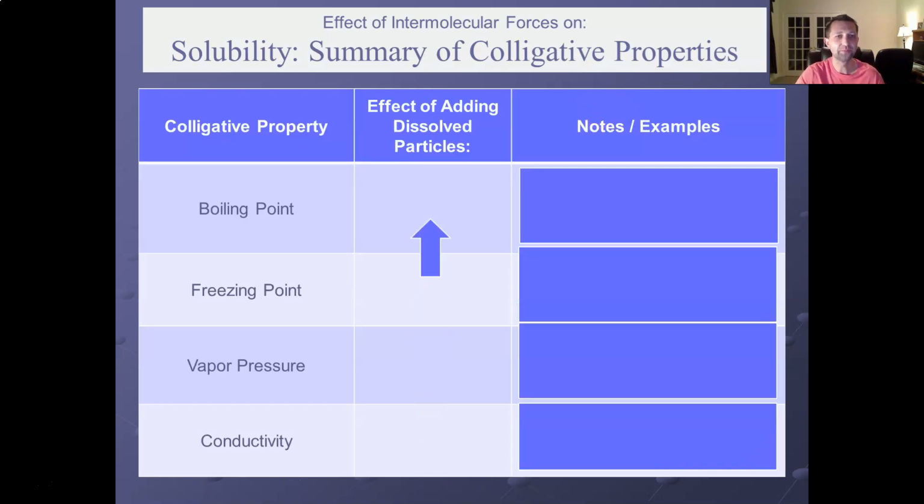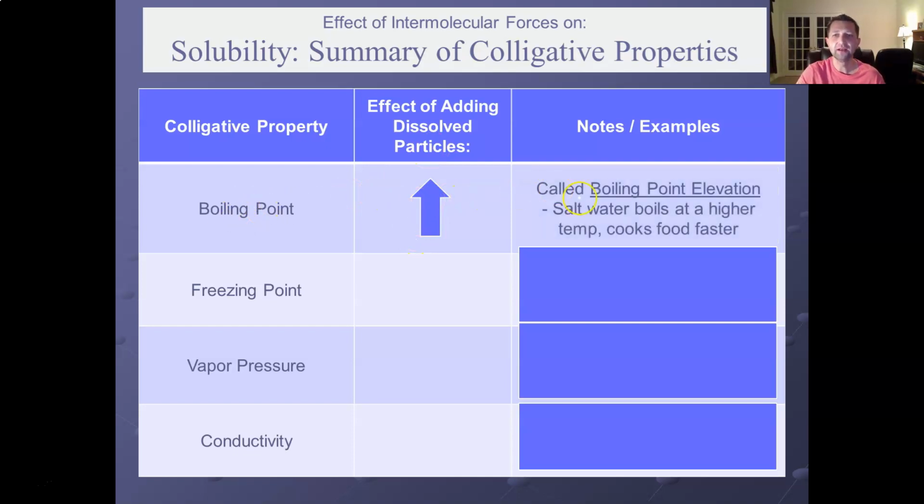All right, so to wrap it all up here, your colligative property is boiling point. The effect of adding dissolved particles increases your boiling point. I already talked about that in the previous slide. This is called boiling point elevation. Salt water boils at a higher temperature, cooks food faster. The reason being is you're creating ion dipole attractive forces now in your solution, and the water has to move faster to break those and escape to evaporate, right, and to boil.